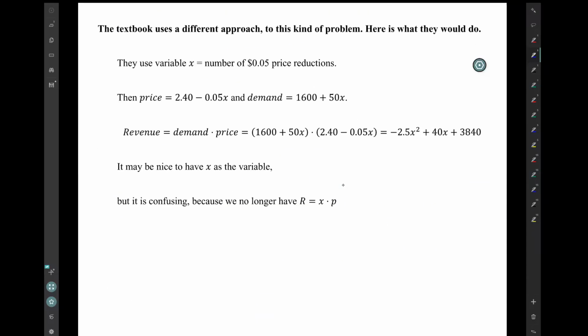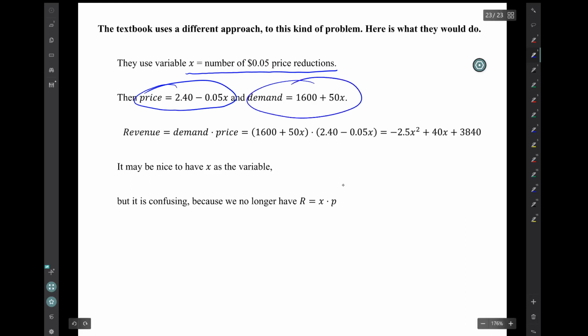But I want to discuss what the textbook does for a similar kind of problem. They use the variable x as the number of 5-cent price reductions. So in other words, the price is given by that formula. Instead of $2.40 minus 0.05 n, they have $2.40 minus 0.05 x. And then the demand would be, instead of 1600 plus 50 n, 1600 plus 50 x. So then the revenue, that is the demand times price, is given by this expression.